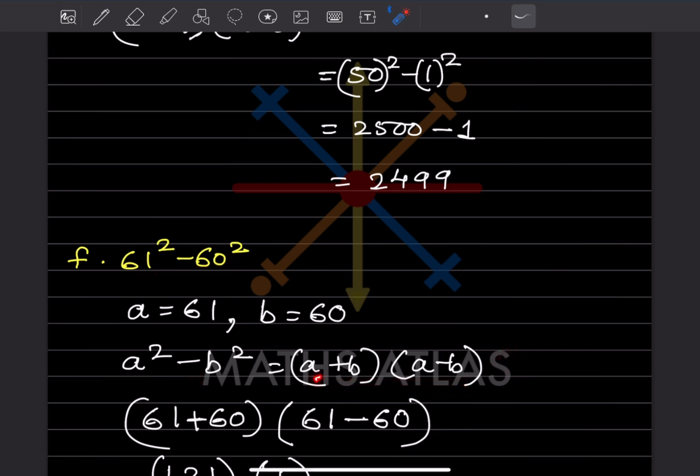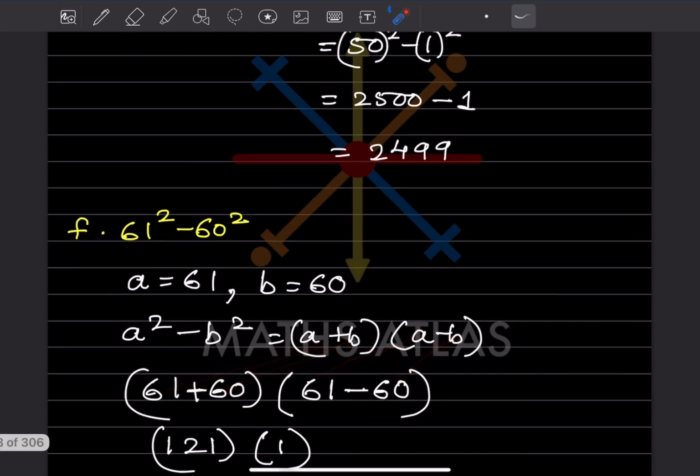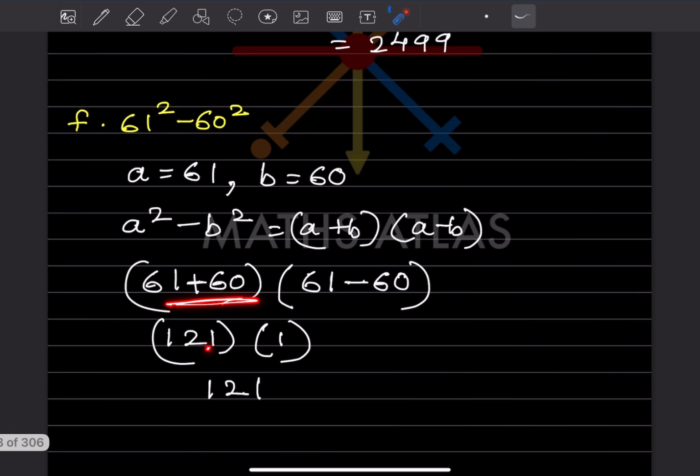So A is 61 plus 60 and here will be 61 minus 60. So here, when you add this, it should be 121 and this is going to be just 1. So 121 into 1, that is going to be 121.